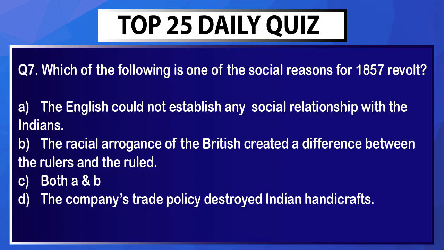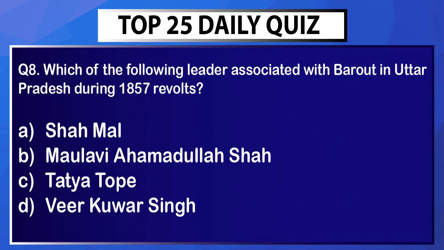Question 7th. Which of the following is one of the social reasons for 1857 revolt? Option A. The English could not establish any relationship with the Indians. Option B. The racial arrogance of the British created a difference between the rulers and the ruled. Option C. Both A and B. Or option D. The company's trade policy destroyed Indian handicrafts. The correct answer is option C. Both A and B.